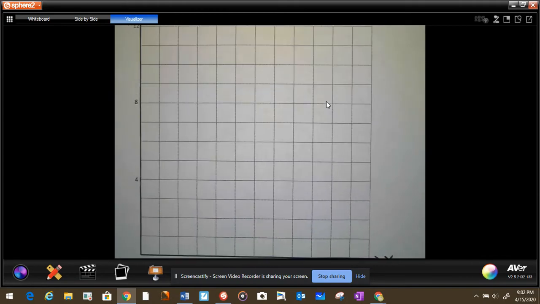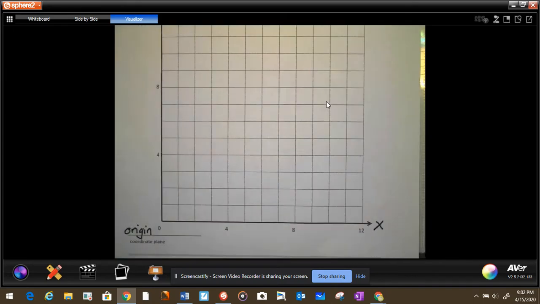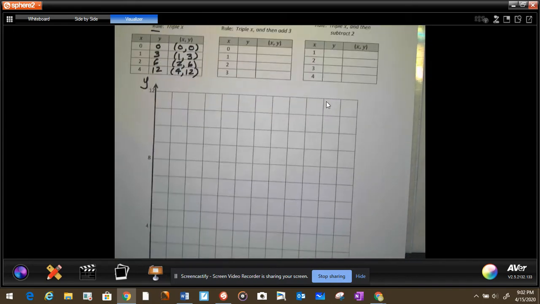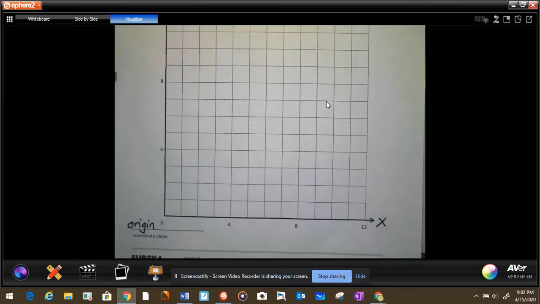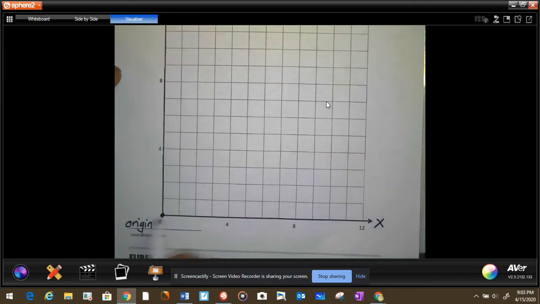All right, we're going to graph the line. So the first number is 0, 0. So it begins in the origin. The origin is always 0, 0. That means x is 0 and y is 0.